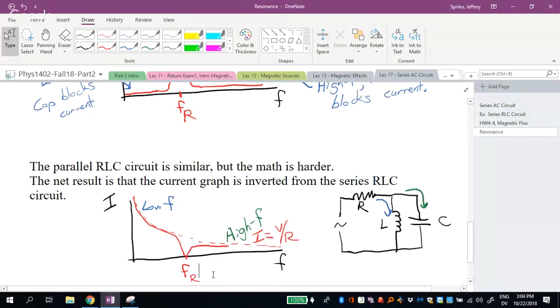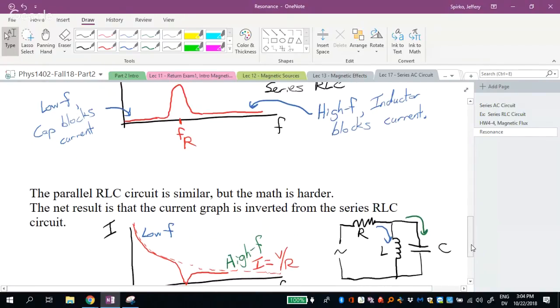So in the series RLC circuit, the one I make you do calculations of, at resonance, the inductor and the capacitor basically cancel each other out, and the current flows through just the resistor. And in the parallel RLC circuit, it does the opposite. That's something called a notch filter, because there's kind of a notch in the graph.